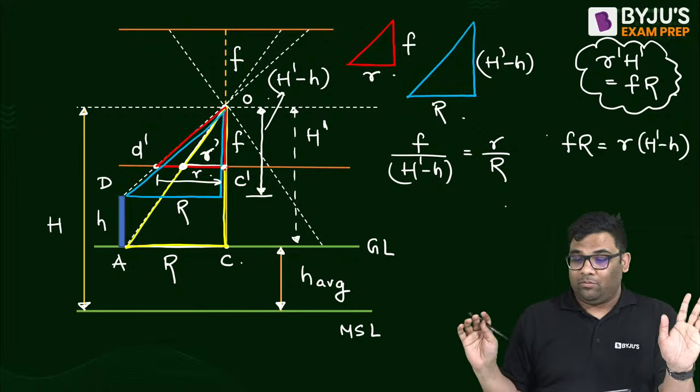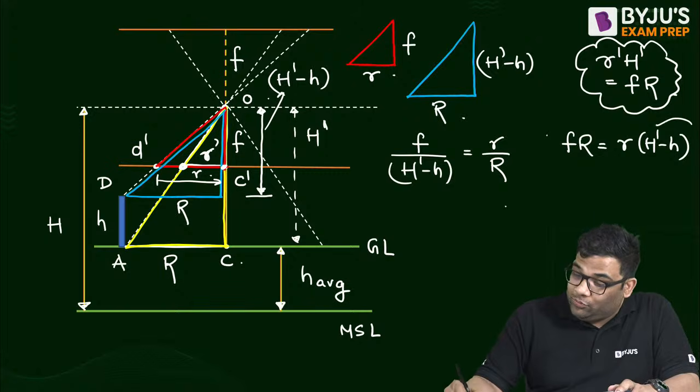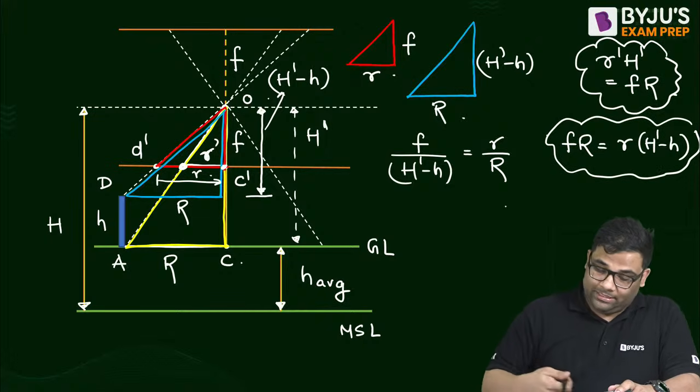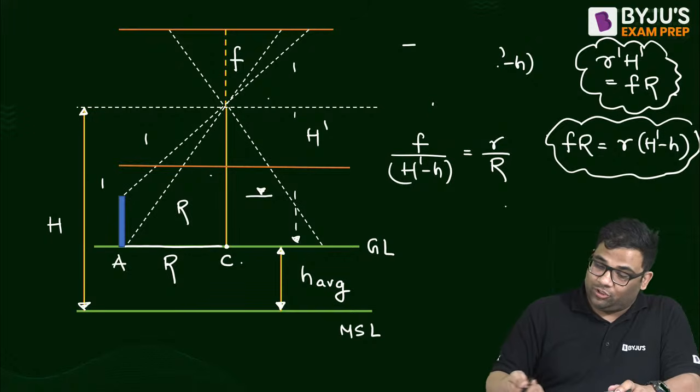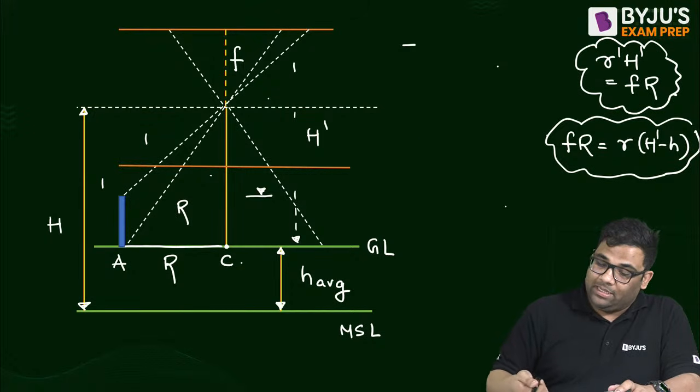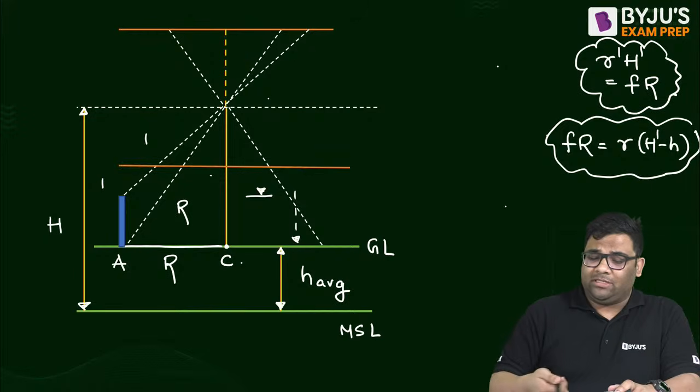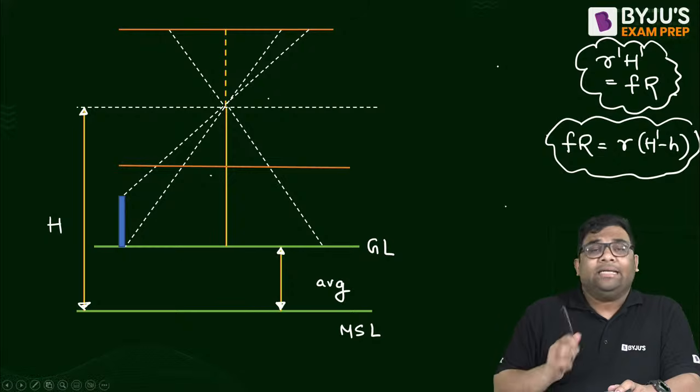So I will erase everything now. Yes, these two relationships we got, right? Let me erase everything and then derive the relief displacement. So two relationships I derived by similar triangles. Anyhow, the derivation is not important. This is for your understanding, right?